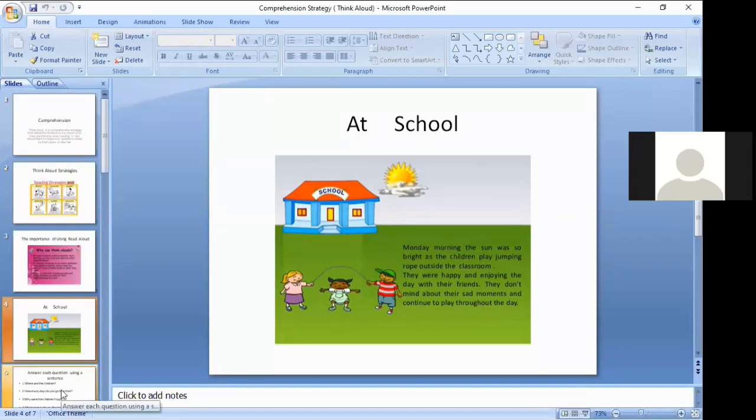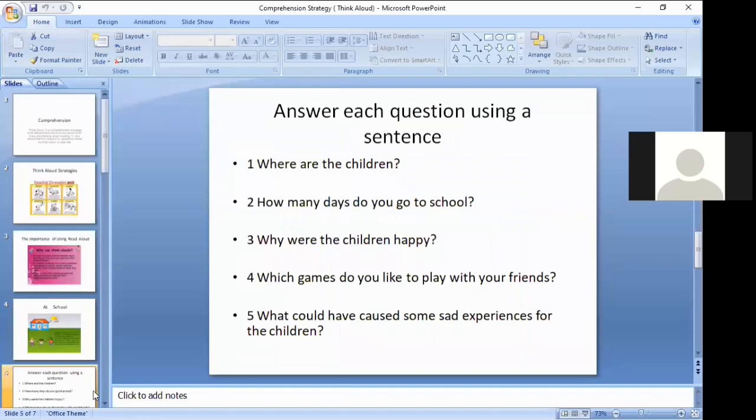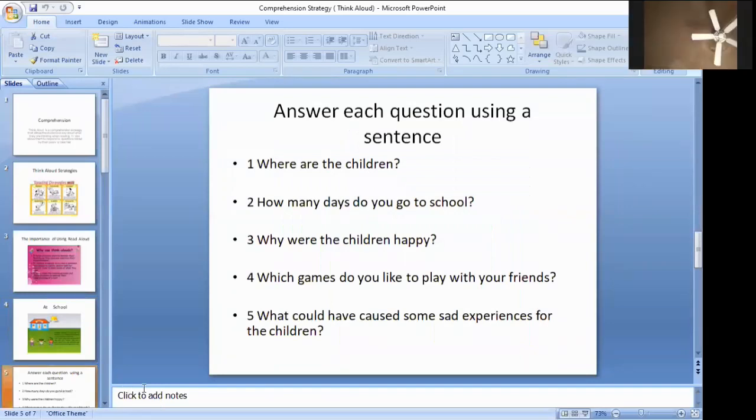All right. What we are going to do now, we're going to look at these questions. Number one says, where are the children? At school. Yes, the children were at school. That's where they were.